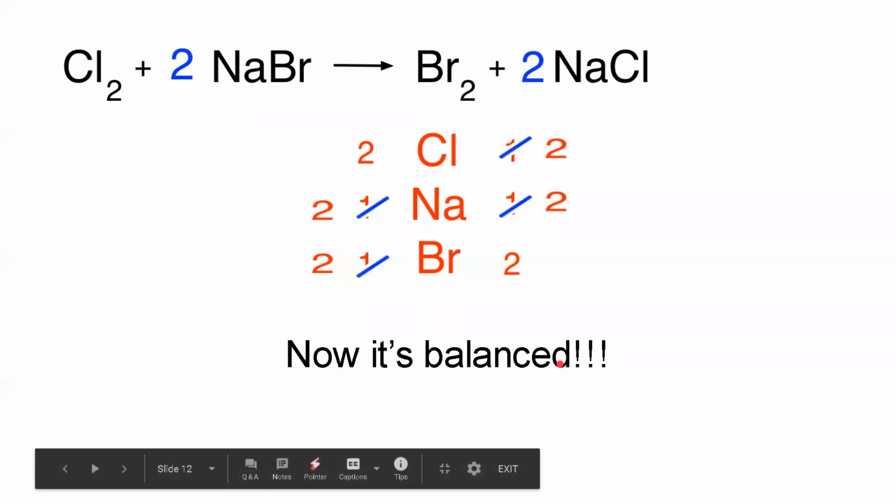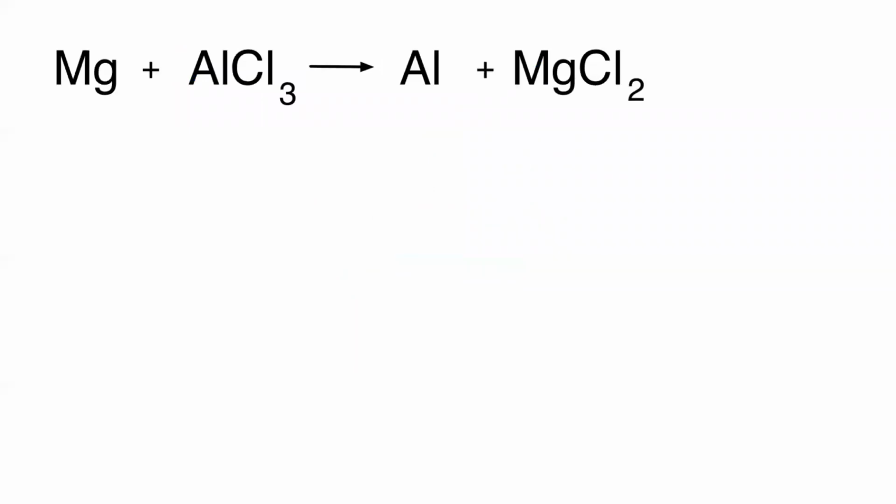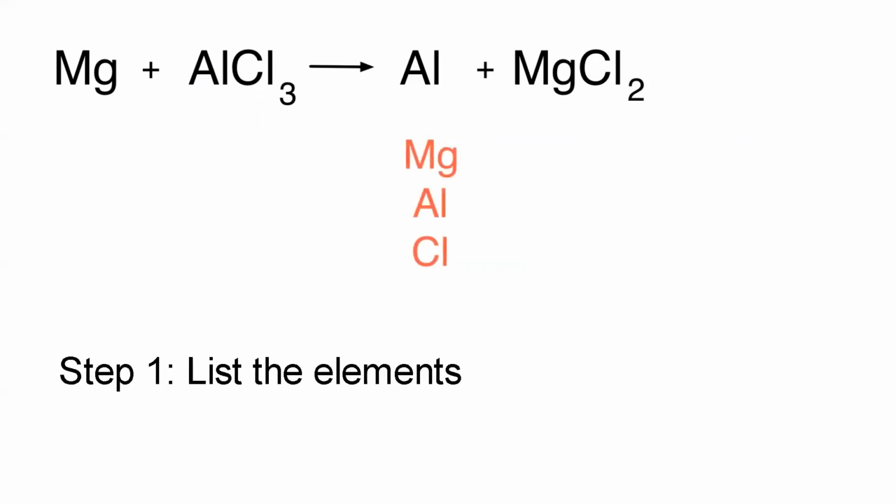No, it's balanced. If you take this as an example, list the elements Mg, Al, and Cl, and count them. You guys can count them yourself. How many magnesiums are there? How many Als are there? Remember, the subscript only counts for this element, not the whole thing. So there's only 1 Al, and then there's 3 Cls.